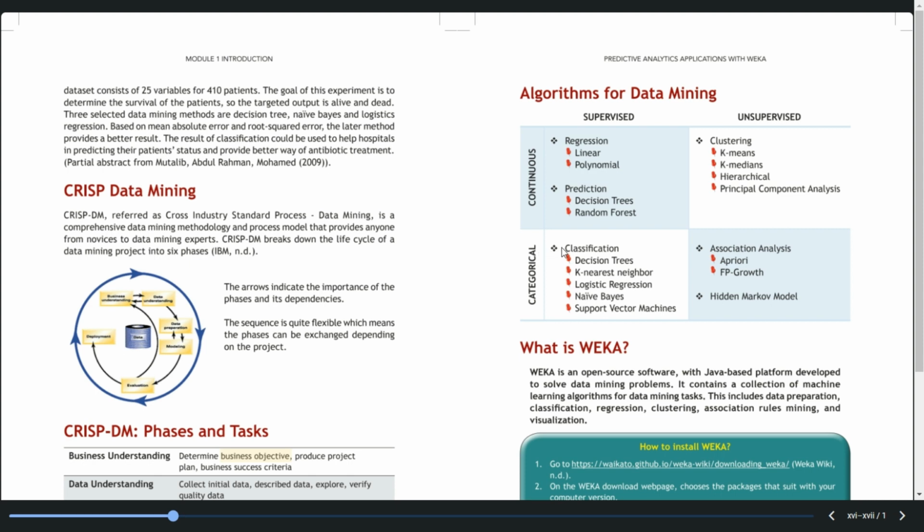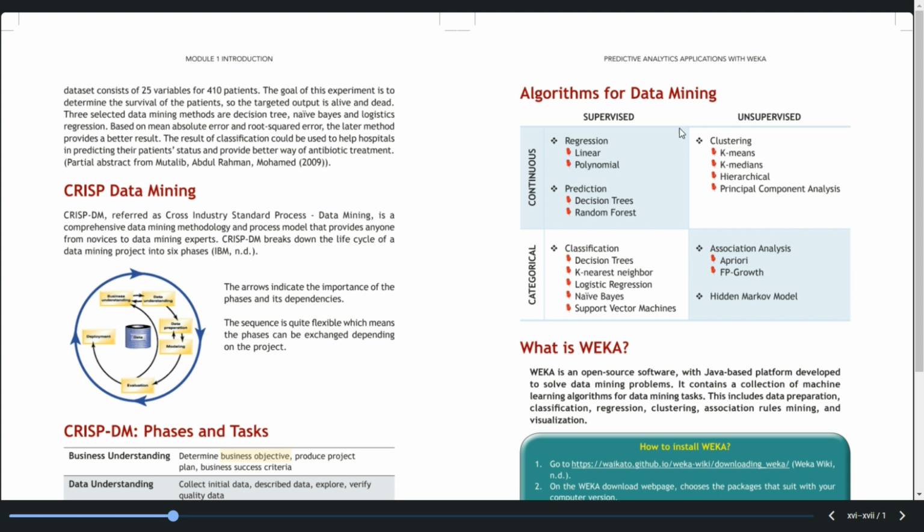Dan untuk teknik, untuk continuous, awak boleh buat prediction tapi hanya menggunakan algorithm ni, decision tree dengan random forest, or you can use regression. Kalau you nak pakai categorical, you boleh guna juga decision tree. And you boleh pakai k-nearest neighbor, logistic regression, naive Bayes, SVM. Okay. So maksudnya apa? Data yang predicted label tu adalah categorical data. And it is a supervised learning.